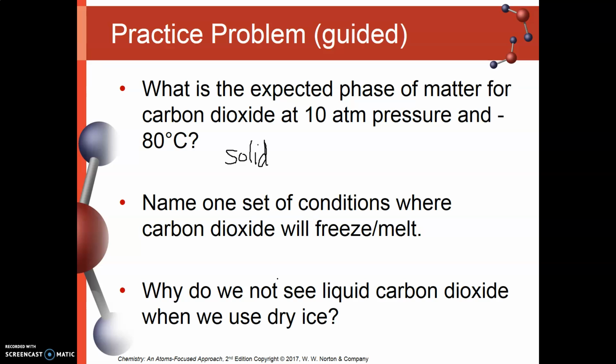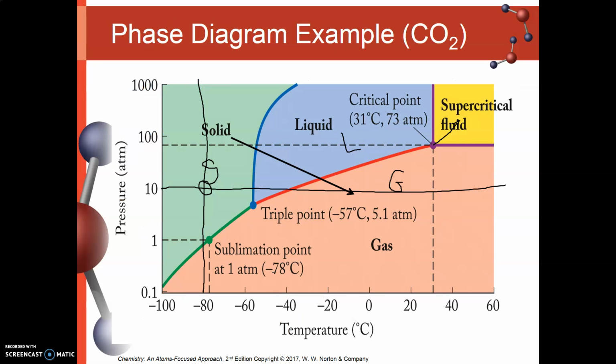Name one set of conditions where carbon dioxide can freeze or melt. Again, I go to my phase diagram. I'm looking for anything along this darker blue line. And so I just pick a set of conditions and take it from there. I've already got a line here at 10 atmospheres. If I take that down, making a real rough estimate here, let's say that's negative 55 degrees Celsius.